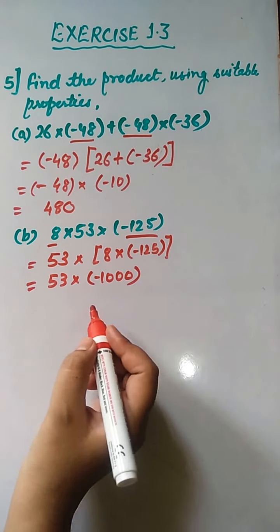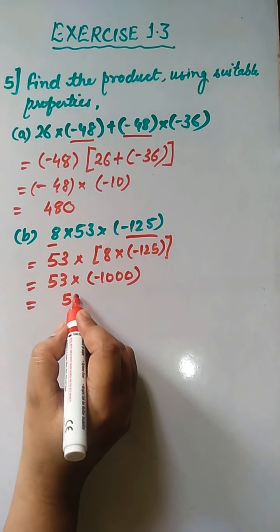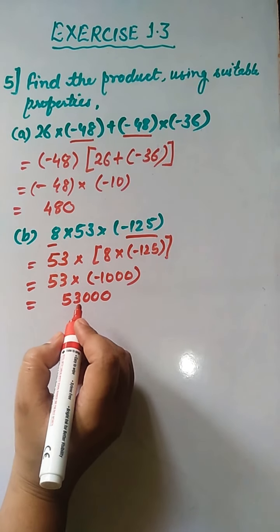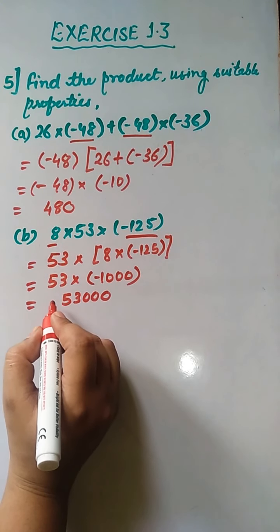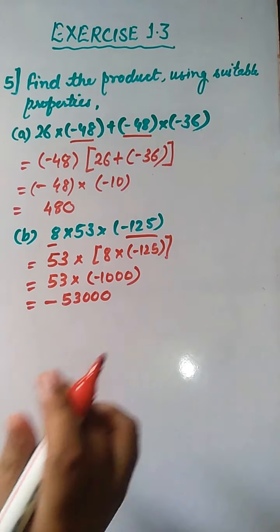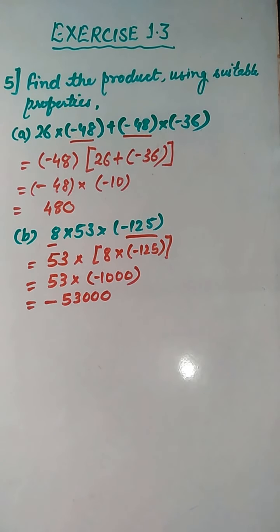53 into minus 1000, it is very easy for you, 53,000, and which sign you will put? Minus sign. 8 into 125 is 1000. So your answer is minus 53,000.